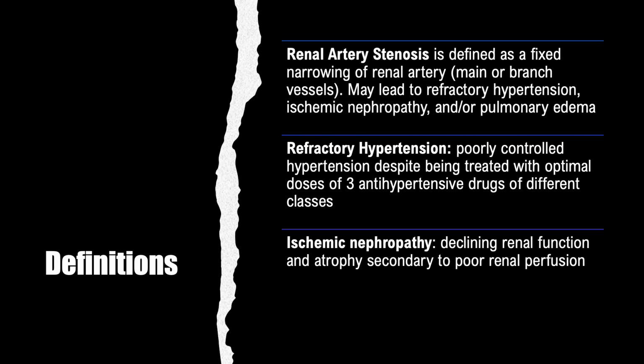Renal artery stenosis is defined as a fixed narrowing of renal arteries. It may lead to refractory hypertension, ischemic neuropathy, and/or pulmonary edema. Refractory hypertension is poorly controlled hypertension despite being treated with optimal doses of 3 anti-hypertensive drugs of different classes. Ischemic neuropathy is declining renal function and atrophy secondary to poor renal perfusion.